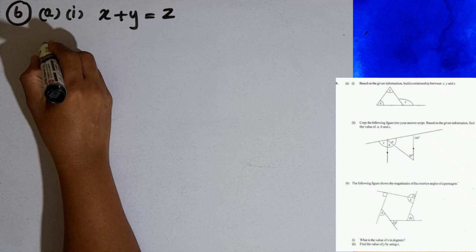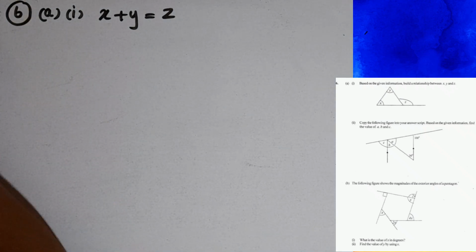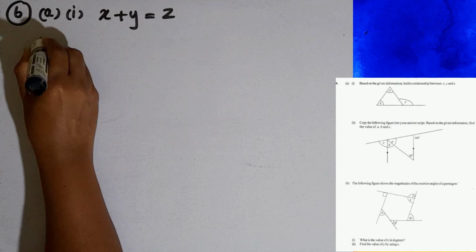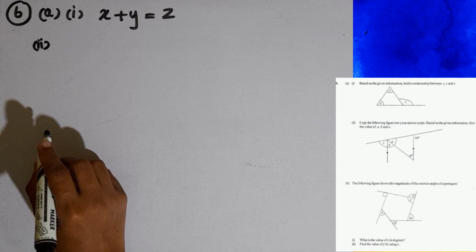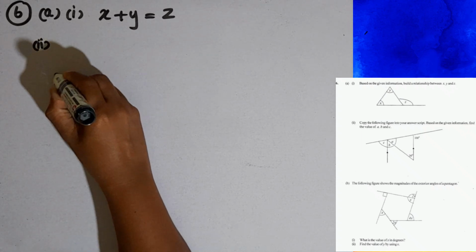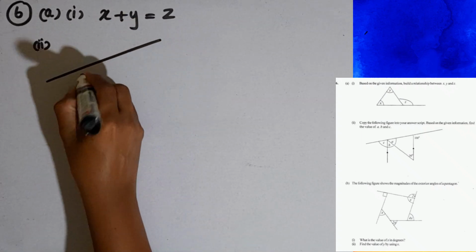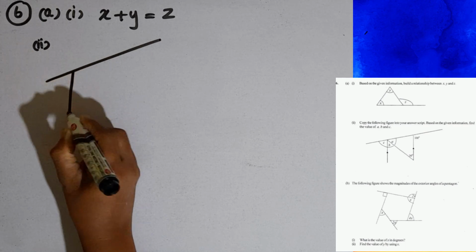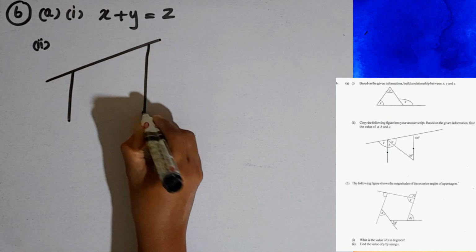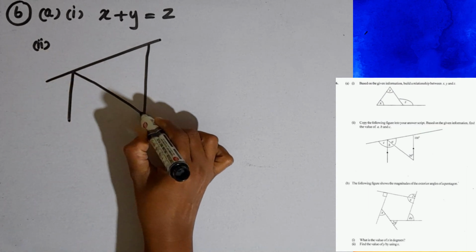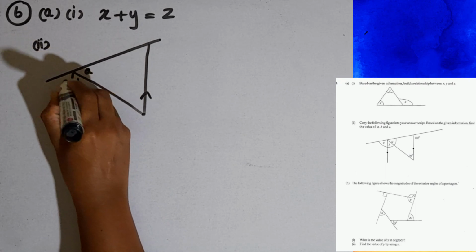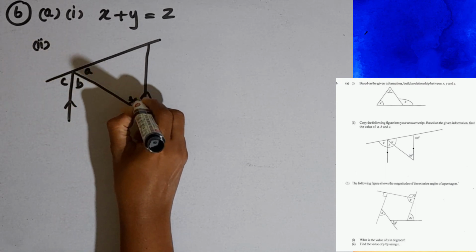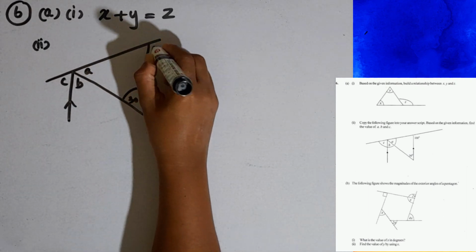Then in the second part, copy the following figure into your answer script. Based on the given information, find the value of A, B, C. I will draw the figure first. This is the figure given. These two are parallel. Then ABC is here, 30 degrees. Then this one, 100 degrees.